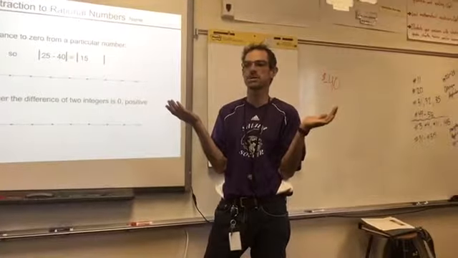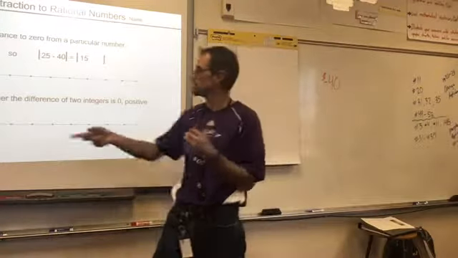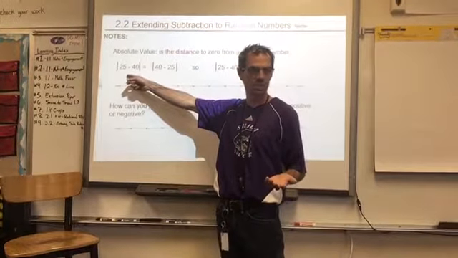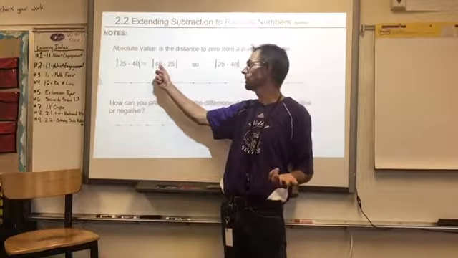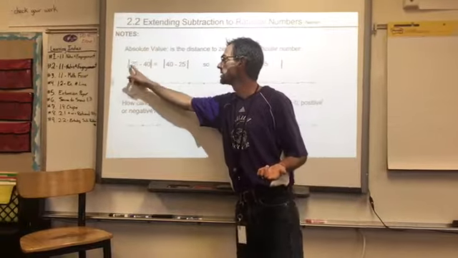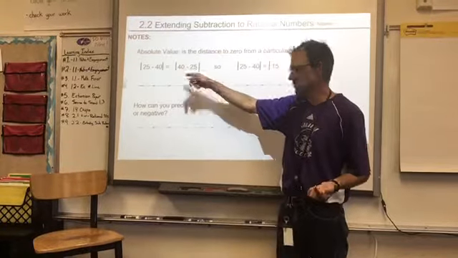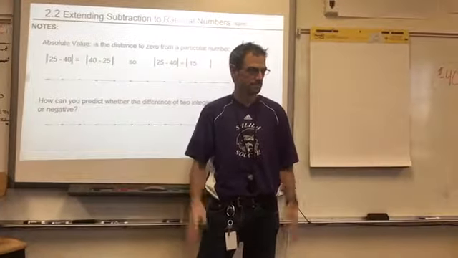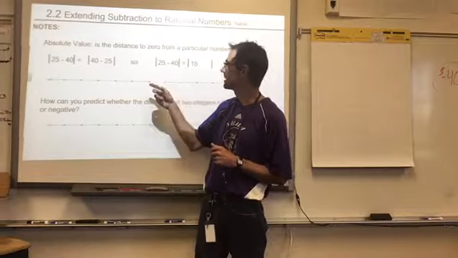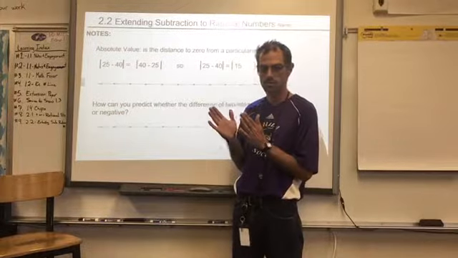And it doesn't matter which side you're on, right? Absolute value is neither positive nor negative. So if I go 25 minus 40, I get negative 15. Over here, 40 minus 25, I get positive 15. But because of these absolute value bars, this is 15, that's 15, it's equal. So think about absolute value in those terms. Any other questions? Okay.